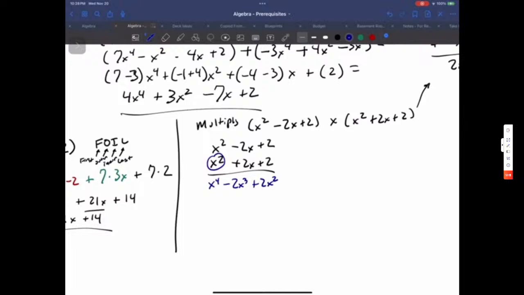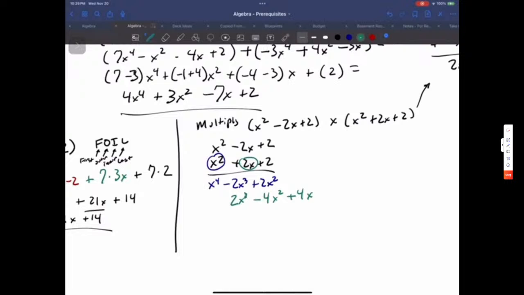And then we are going to do the inner one, which we're going to call green. And we're going to say the 2x distributed across all three. So we're going to have 2x times x squared. That's going to be 2x cubed. 2x times negative 2x is going to be minus 4x squared. And then 2x times 2 is going to be plus 4x.